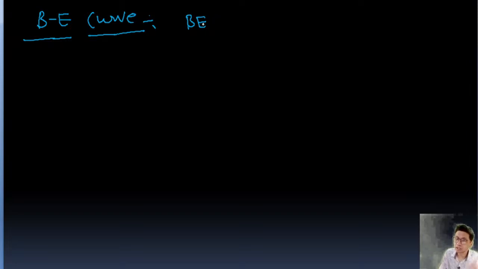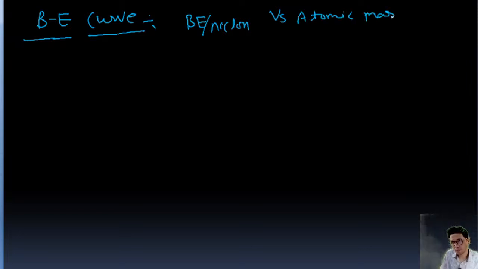This is the curve between binding energy per nucleon versus atomic mass number. So the binding energy curve is between binding energy per nucleon versus atomic mass number. Okay, I'll make up this curve.